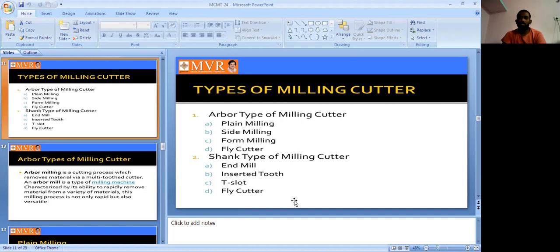Generally we have three types of milling machines, which are majorly used: horizontal, vertical, and universal. Next, what are the milling machine parameters? What is the feed? What is the cutting speed? What is the depth of cut? What is the time calculation? What are the different factors that influence the milling operation? Next, what are the different types of milling operations?